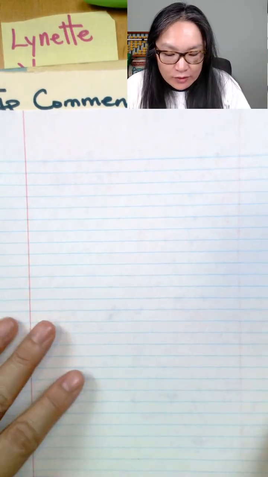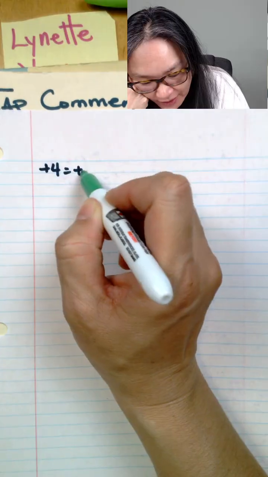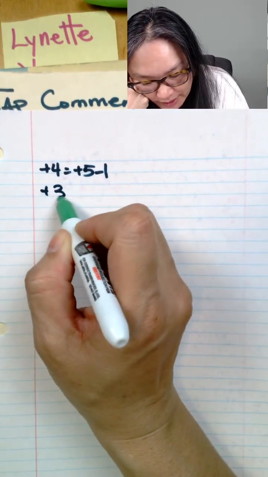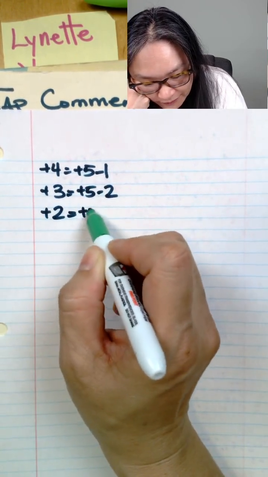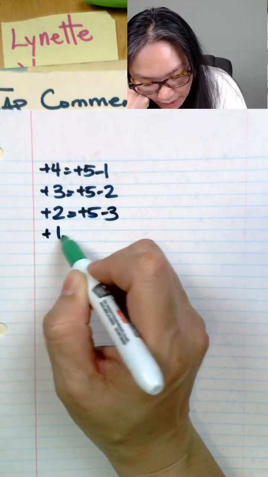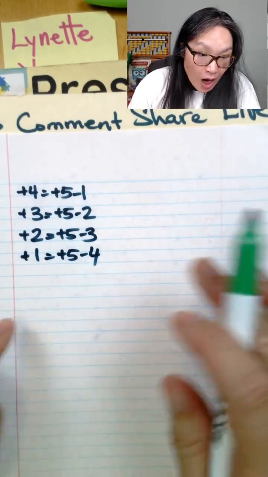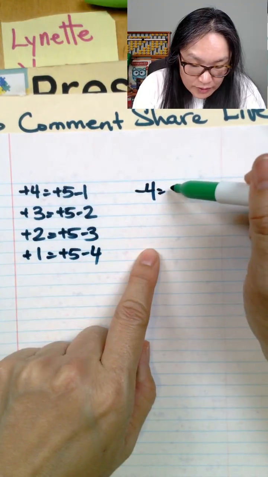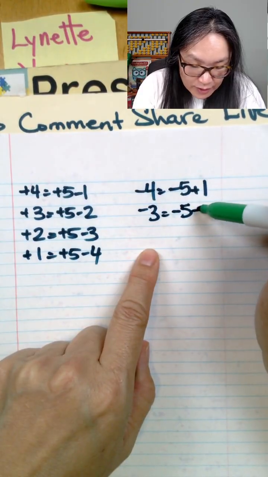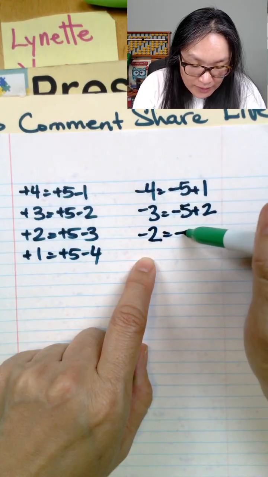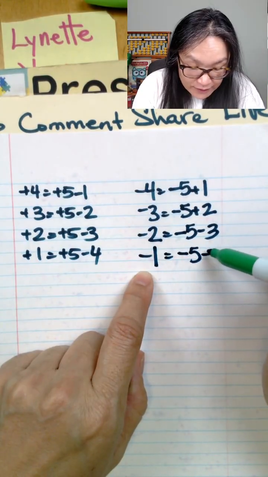So the first thing we're going to do is plus 4 is equal to plus 5 minus 1. Then plus 3 is equal to plus 5 minus 2. Plus 2 is equal to plus 5 minus 3. And plus 1 is equal to plus 5 minus 4. Now there's the opposite, right? Minus 4 is equal to minus 5 plus 1. Minus 3 is equal to minus 5 plus 2. Minus 2 is equal to minus 5 plus 3. And minus 1 is equal to minus 5 plus 4.